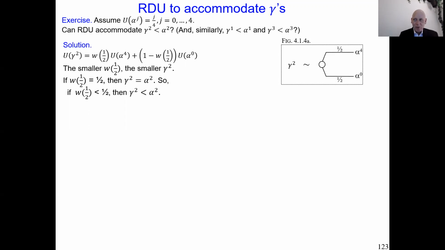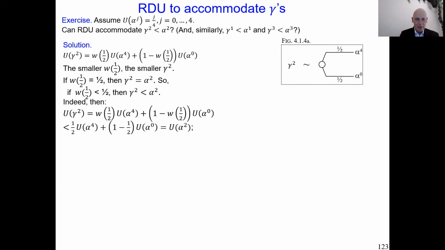Now, to be sure, I will rewrite the algebra. In fact, I already said the solution, but let me rewrite the algebra to say it one more time. So if we have W half smaller than half, then I start writing the equality, the rank-dependent utility equality that results from the indifference. Now we're going to replace the convex combination weight W half by half. But because half is bigger than that, which is what we assume, this convex combination becomes bigger. So we get that inequality. And we already know that this is utility of alpha 2. Here utility is strictly increasing. It follows that gamma 2 is smaller than alpha 2.